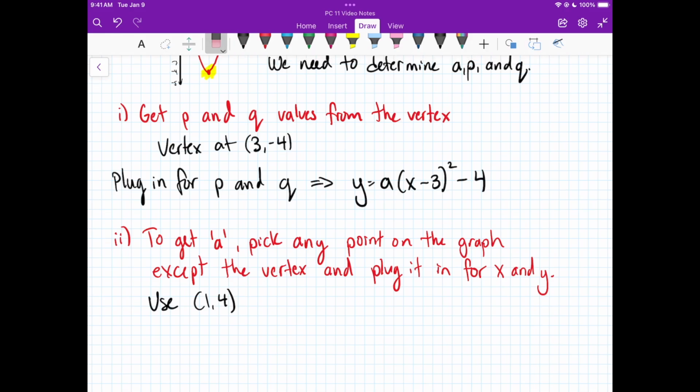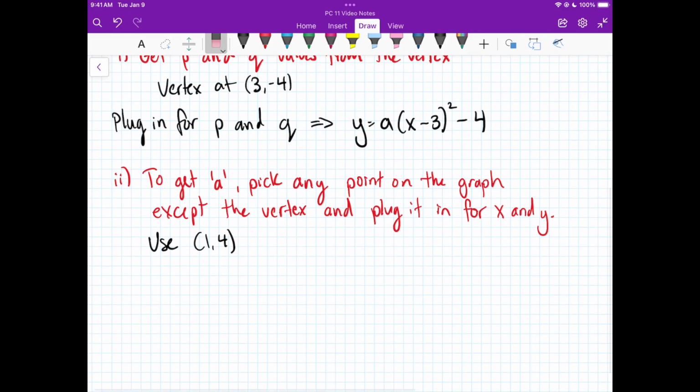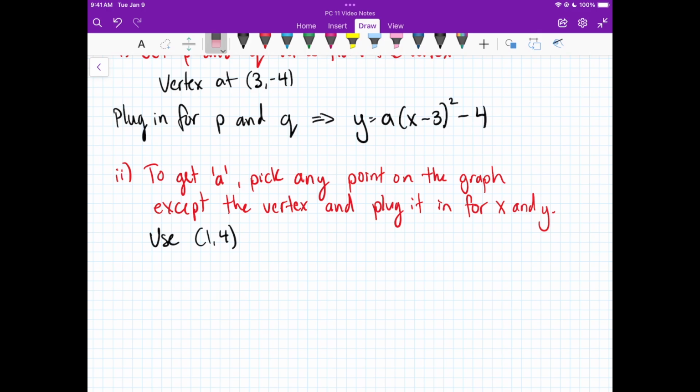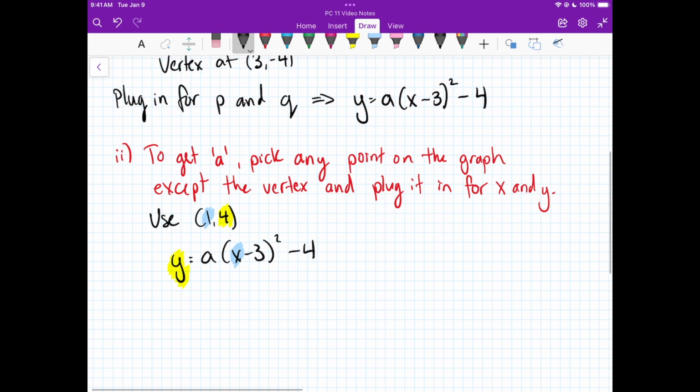Now that we've got this point, (1, 4), we're going to plug it into our vertex form that we already figured out for x and for y, because points are just x and y values. So we had y equals a times (x minus 3) squared minus 4. This y value of 4 is going to go in for y, and this x value of 1 is going to go in for x. So we've got 4 equals a times (1 minus 3) squared minus 4.